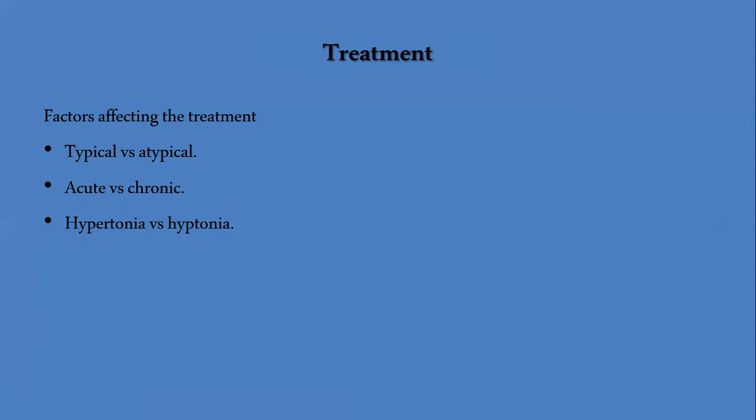What are the factors affecting the treatment for patients with anal fissure? The classification, typical versus atypical, acute or chronic, and the condition of the anal sphincter, if there is a hypertonia or hypotonia of the anal sphincter. We have different options starting from dietary modification and supportive care, topical agent, Botox injection, and surgery. And there is a trend toward minimizing the risk of permanent incontinence.